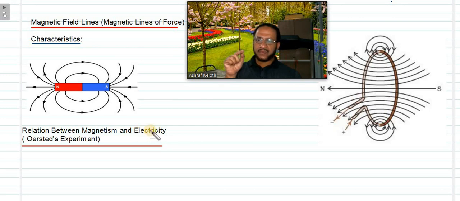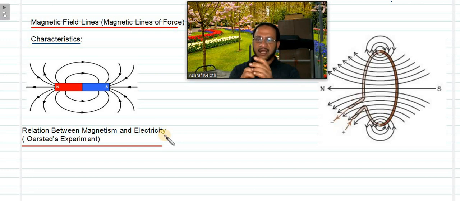How did he prove that? When a current is passed through a wire, a nearby compass needle is deflected. It means when a current is passing through a copper wire, it is producing a magnetic field. The magnetic field of the copper wire interacts with the magnetic field of the compass needle. Because of that, there is a force of attraction or repulsion, and due to that, the magnetic needle deflects. If you change the direction of current, the direction of the magnetic field around the wire also changes, so the deflection of the compass needle also changes.